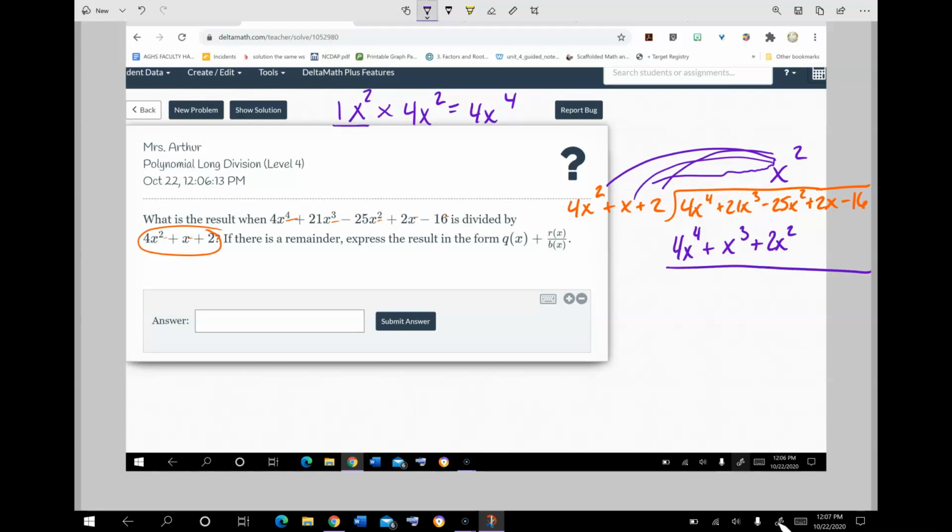Draw the line. Now we're going to change those signs. Negative, negative, negative. This cancels. 21 minus 1 is 20x cubed.